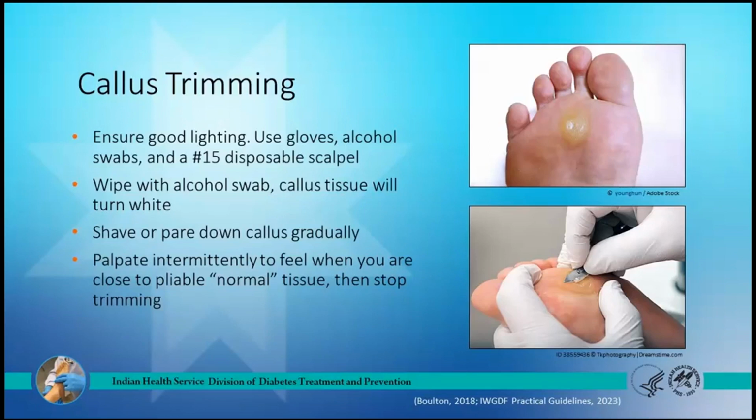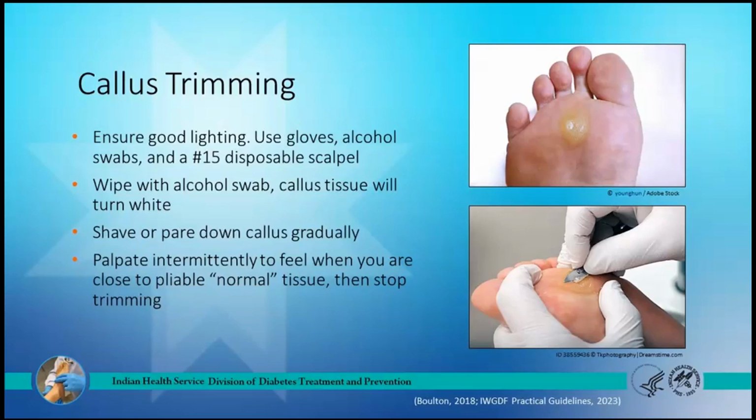We ensure good lighting again, using gloves and alcohol swabs and a number 15 blade scalpel. You can use other numbered scalpels, but the number 15 seems to be a decent size, and that's the one that I prefer. We wipe with an alcohol swab. The callus will turn white. In this, you can also gauge how deep and how much more you have to go when it comes to callus debridement. We palpate, we shave, and pare down the callus gradually.